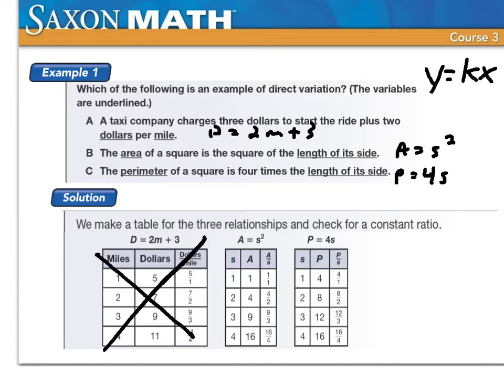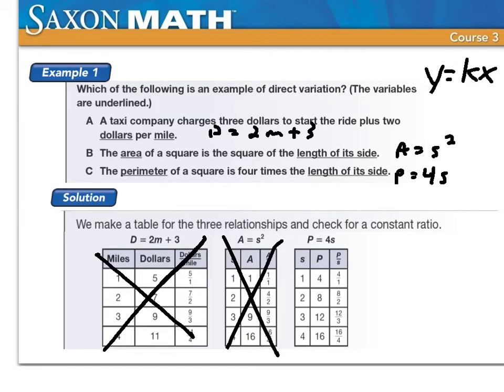If I look at the next one, if I take area equals side squared, I plug in 1 for the side, well, 1 squared is 1. If I plug in 2 for the side, 2 squared is 4. And 3 for the side, 3 squared is 9, and so on. When I look at these, okay, the ratio of area to the side is 1 over 1. And then it's 4 over 2. And then it's 9 over 3. Well, 1 over 1 is not the same as 4 over 2. So, this one does not have a constant ratio, so it is not direct variation.